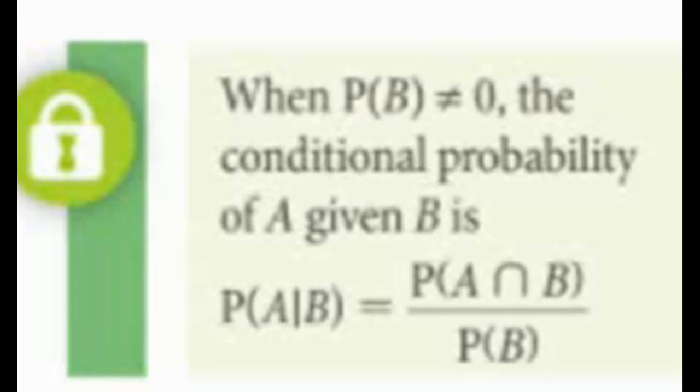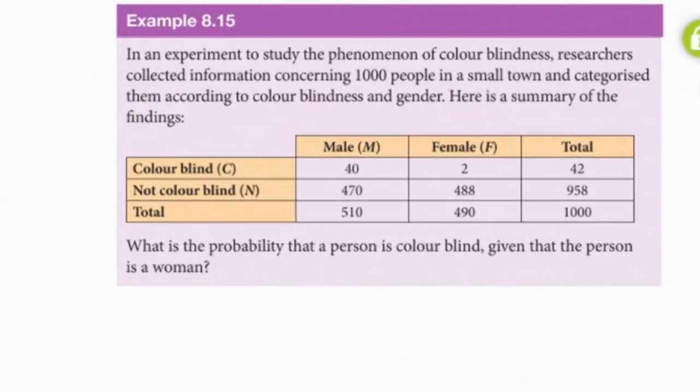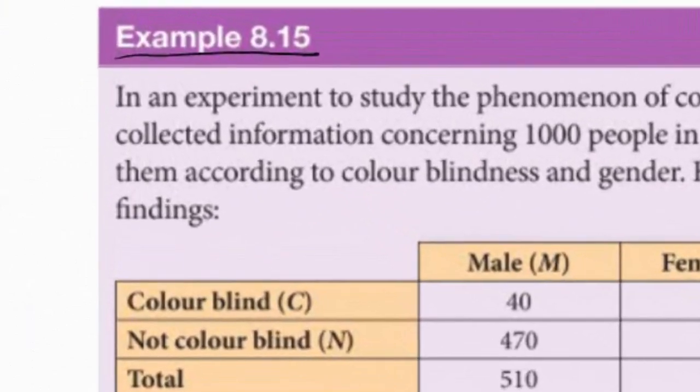When the probability of B is different from 0, the conditional probability of A given B is equal to the probability of A intersection B over the probability of B. Notice that this is just a rearrangement of the formula we saw in the past example. So now we're going to work with example 8.15.